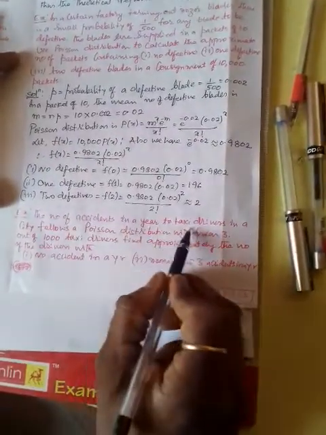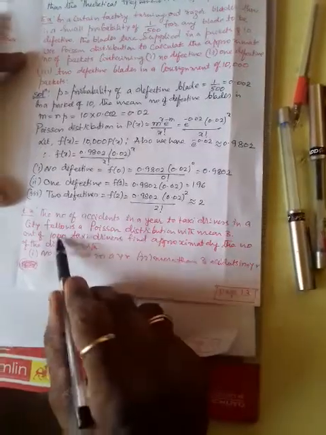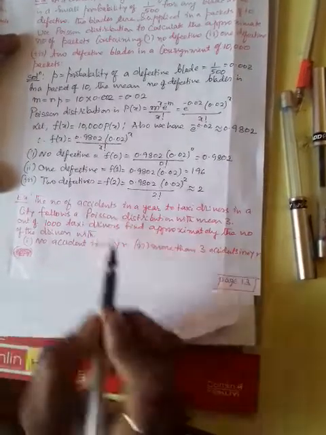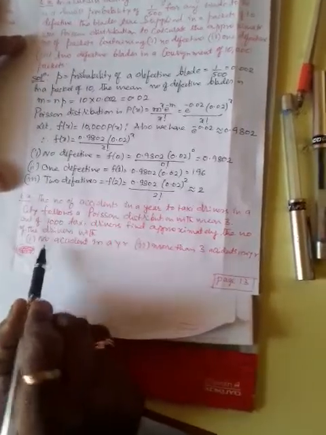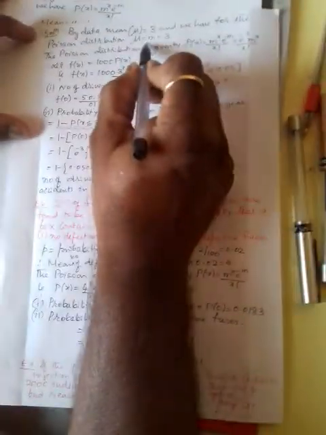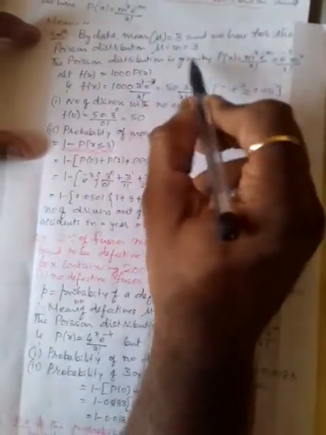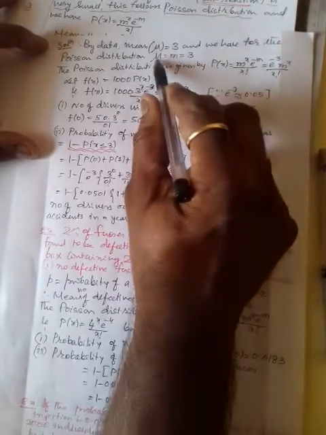The number of accidents in a year to taxi drivers in a city follows a Poisson distribution with mean 3. The word Poisson is already shown. Out of 10,000 taxi drivers, find approximately the number of drivers with no accident in a year, more than 3 accidents in a year. Therefore, by the data, mean is given by 3, and for the Poisson distribution, mu is equal to, that is, we can note it by m also, because m is given in the formula of Poisson distribution. Refer here. That's why mu is given by m also. That is 3 in this example.